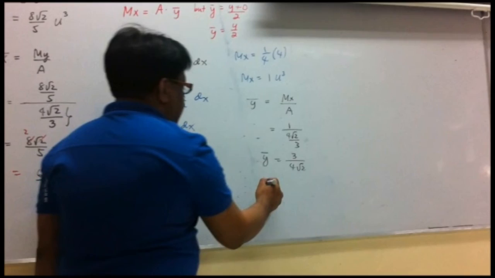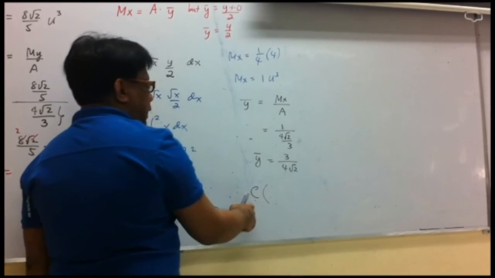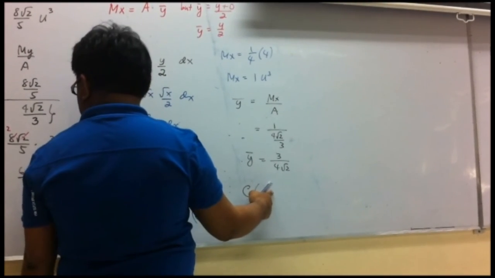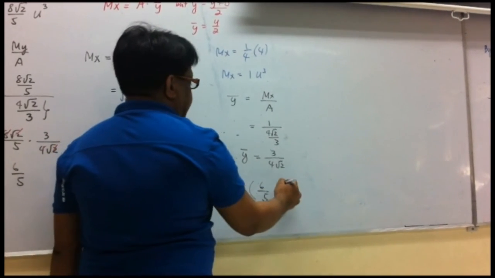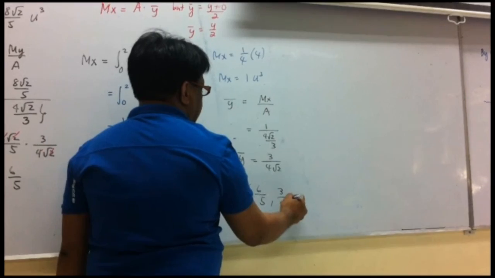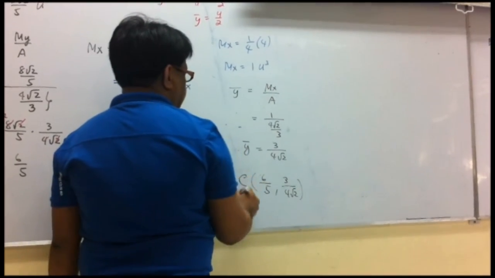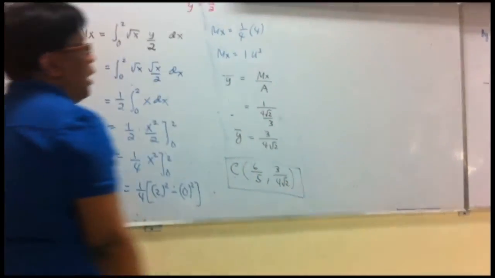The final answer will be the centroid, represented by C, where bar x is 6 over 5, and bar y is 3 all over 4 times square root of 2. So do not forget to enclose your answer.